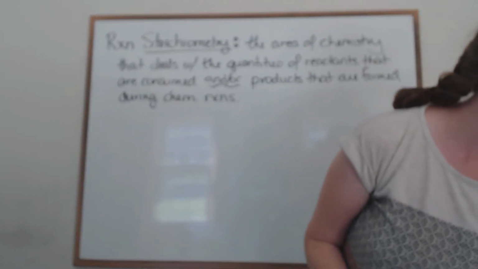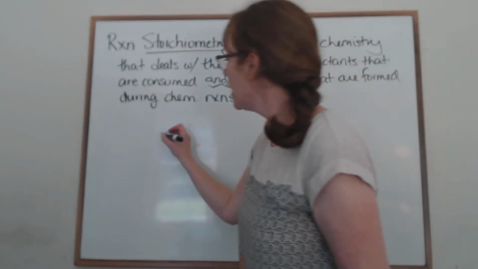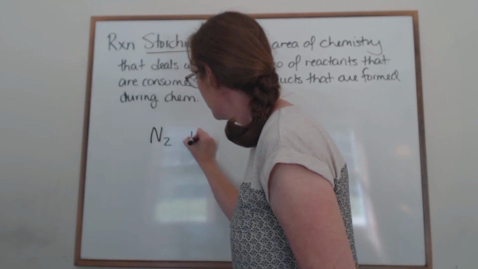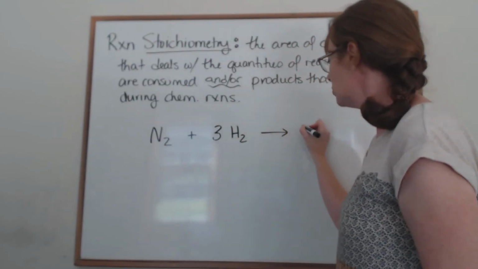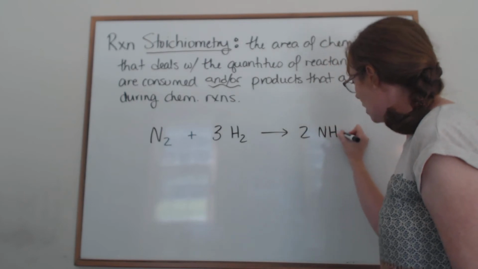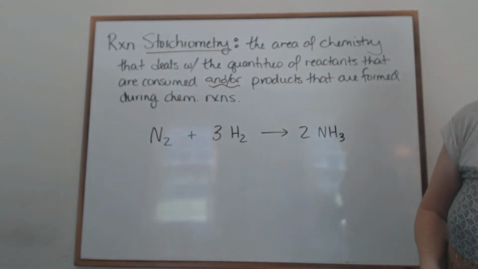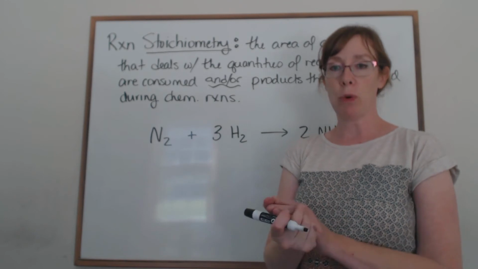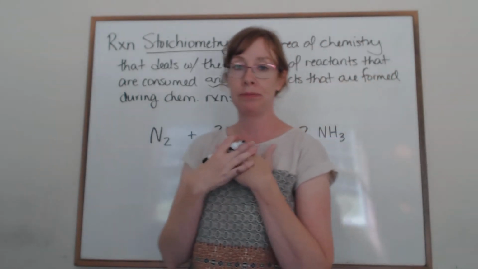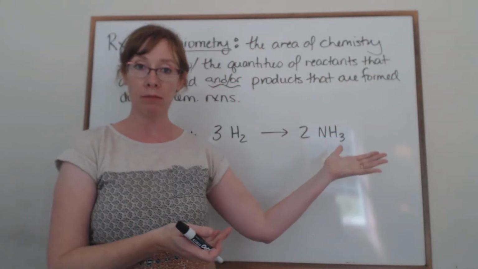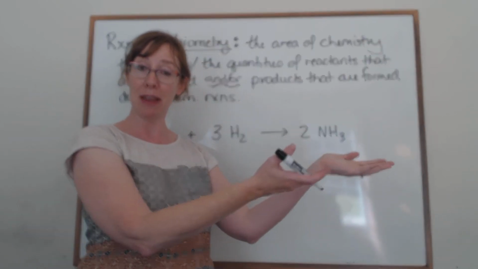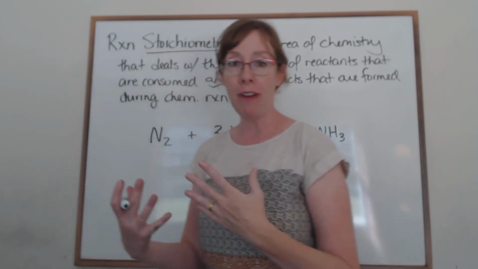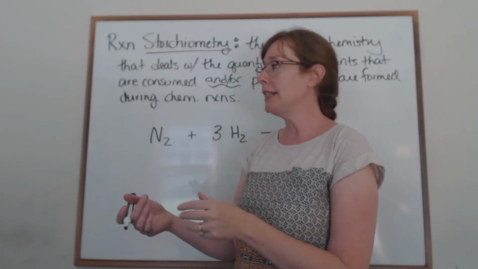So let me go ahead and actually put up a chemical equation. Let me actually do one that we just had up there. Nitrogen reacting with 3 hydrogen to produce 2 ammonia. So reaction stoichiometry is going to be this type of question. I'm in the lab. I'm trying to produce ammonia. I've got nitrogen and hydrogen. If I mix them together, I expect to make ammonia.